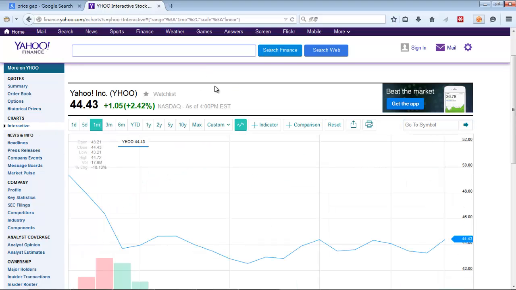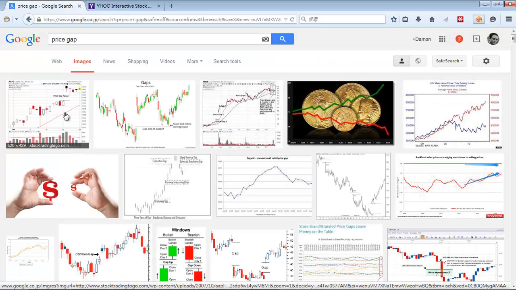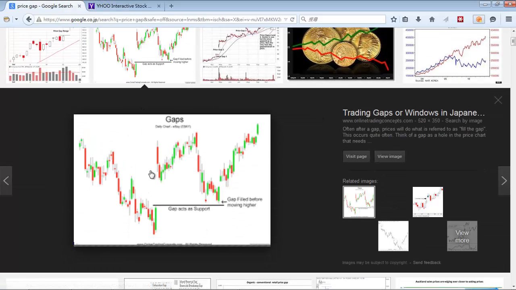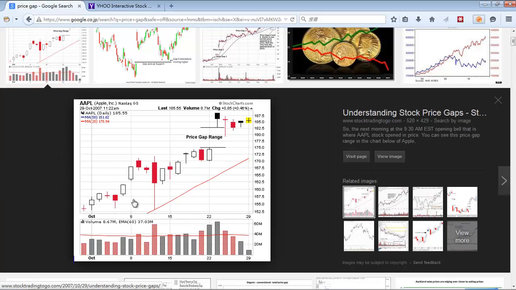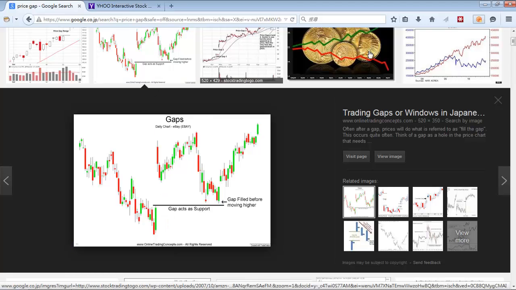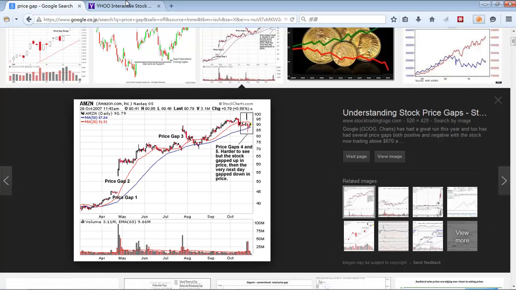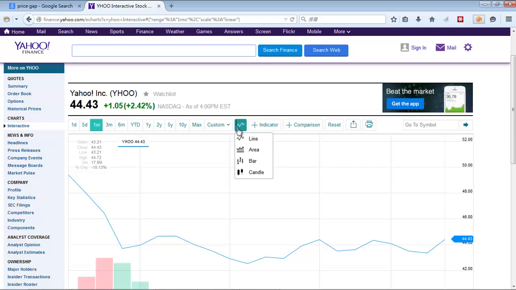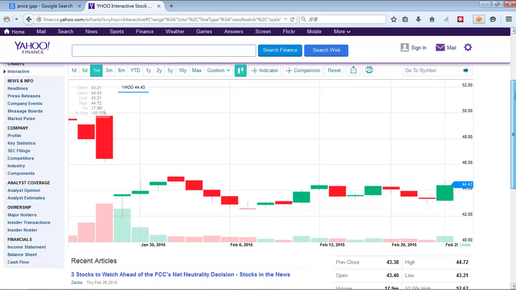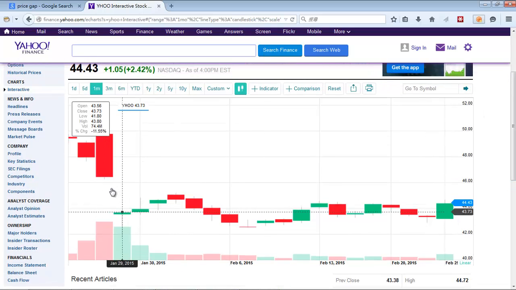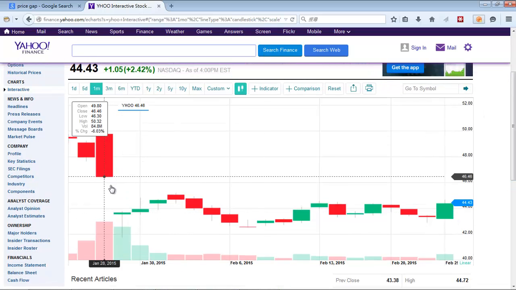So let's look at these gaps. Now, why did I show a picture of gaps at the first? Well, because there are lots of different types of gaps. I wanted to give you an idea of what a gap is. There's a gap right there, right? Here's a gap right here. Gaps are visible via candlestick analysis. You switch your chart to the candlestick chart, and you'll see gaps. Here we have a big gap in Yahoo. A gap is simply where they disconnect.